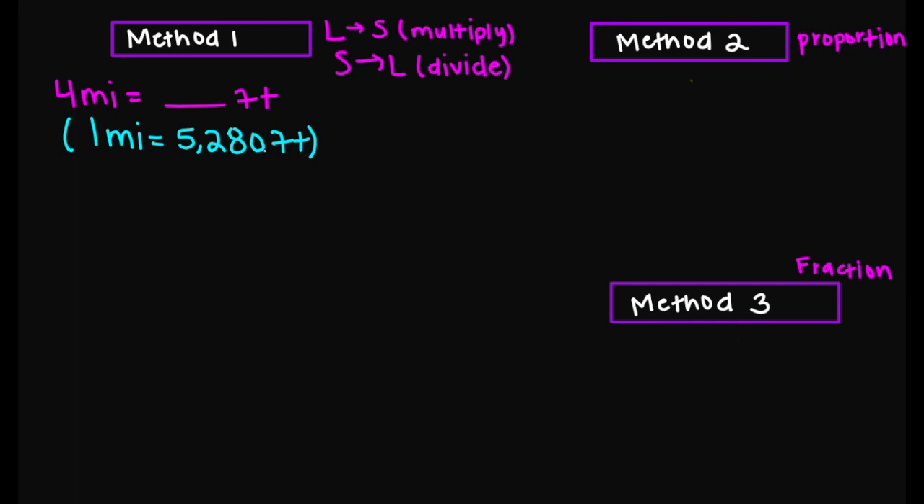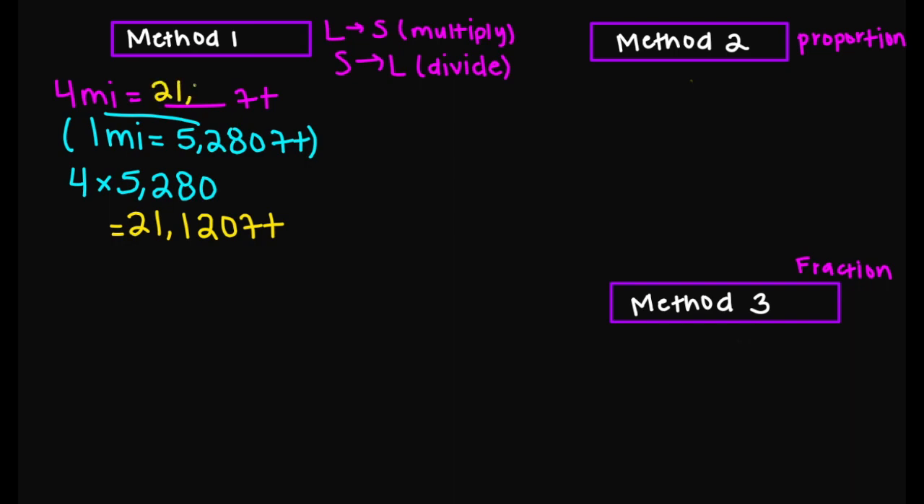Looking at method number 1, since I am converting a larger unit to a smaller unit, I know I need to multiply. I'm going to multiply 4 times my 5,280 here, because 5,280 feet is going to give me 1 mile. So we have 4 times 5,280, and this is going to equal 21,120 feet. So 4 miles equals 21,120 feet.